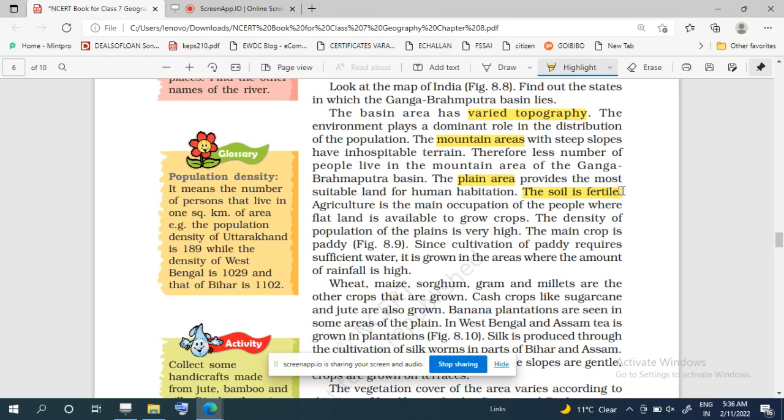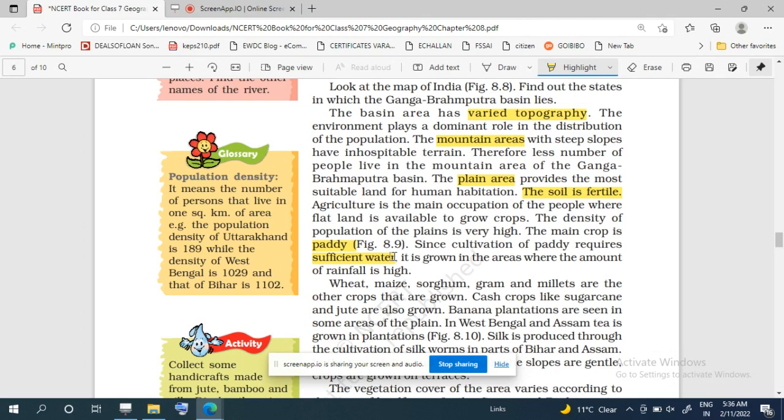The people who live here, their main occupation is agriculture, and that is why this area has a very large density. The density is very high, and here the main crop is paddy, because cultivation of paddy requires sufficient water, and water is available in this place. So paddy is grown here as a main crop.